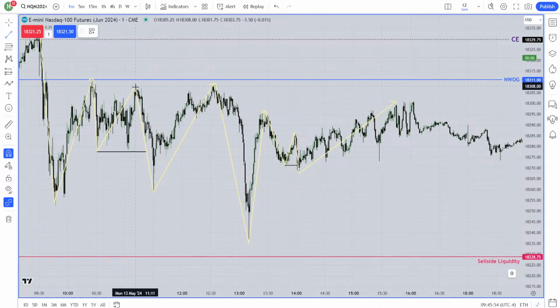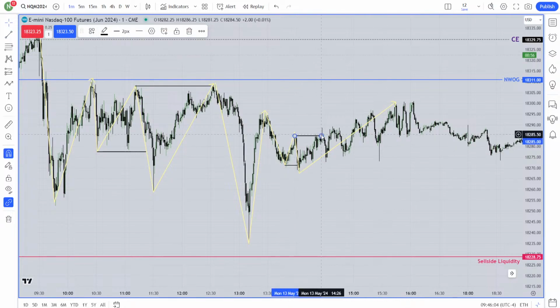Then this high, not that high. Okay, this high has been taken over there. I guess here, or maybe you mark over there. Whatever you mark, you can mark.